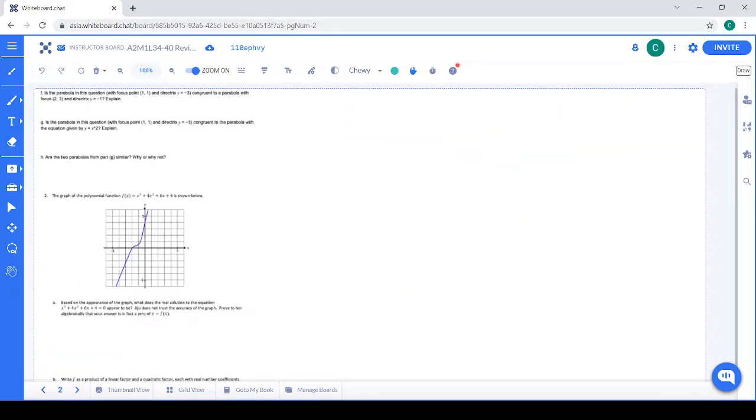Right, page 2 says, is the parabola in the question with a focus of (1, 1) and a directrix, so we're still talking about the same one, congruent to a parabola with a focus of (2, 3) and a directrix of y equals -1? Well, all we're going to have to do is plug in and figure out the formula.